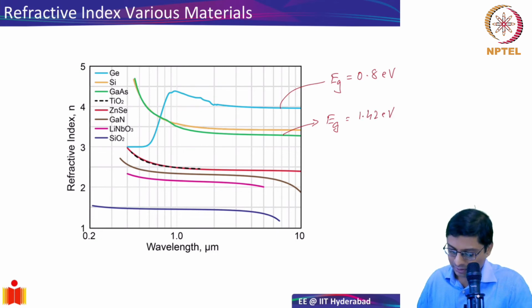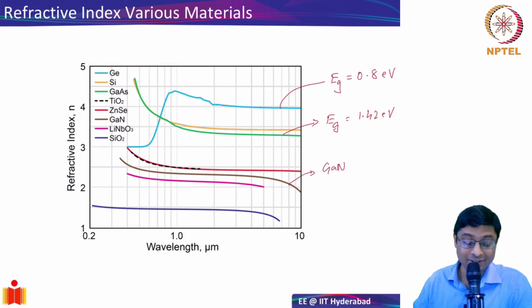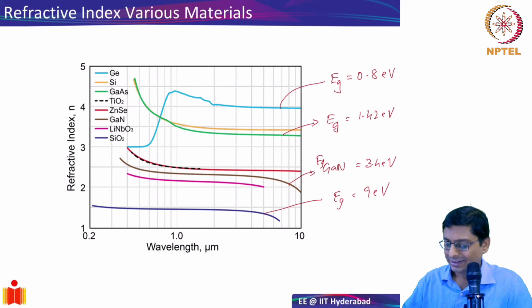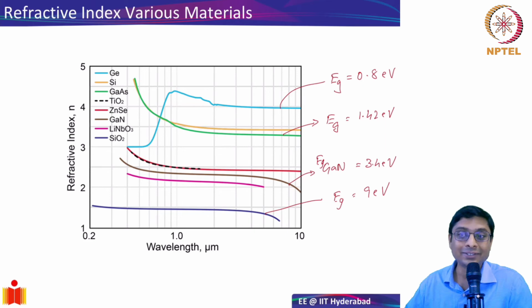And similarly, if I come down, if I look at gallium nitride, which has a band gap of about 3.4 eV. And finally, you have silicon dioxide, which has a band gap Eg of about 9 eV. And what you see is that the refractive index is inversely related to the band gap. Okay, so this is an interesting observation, and why this happens and so on, we can talk about in the subsequent lectures.